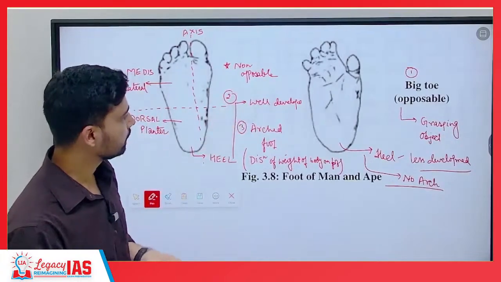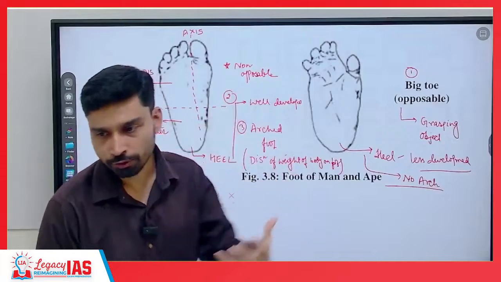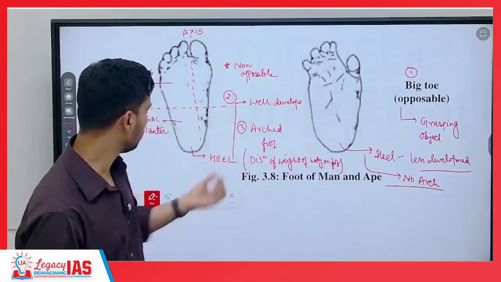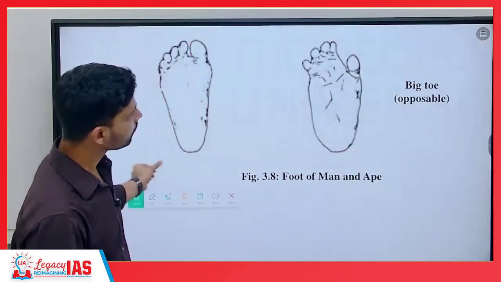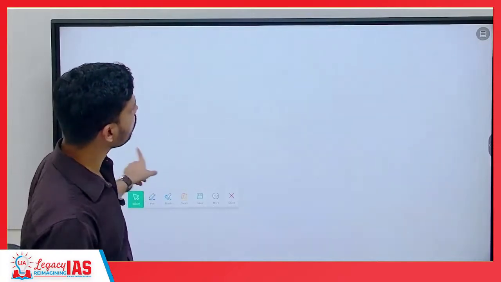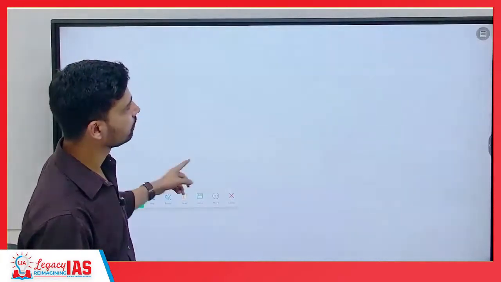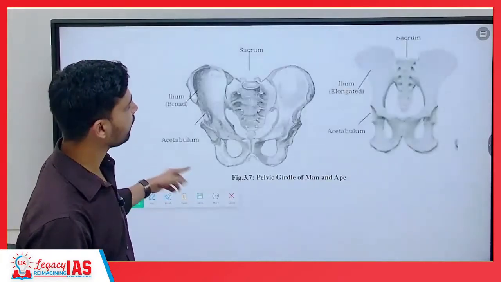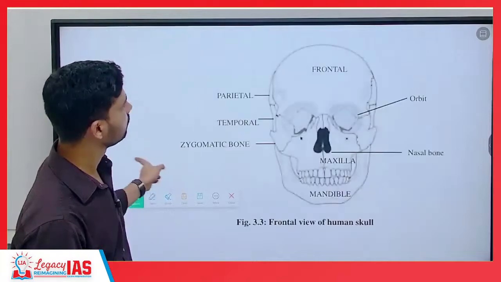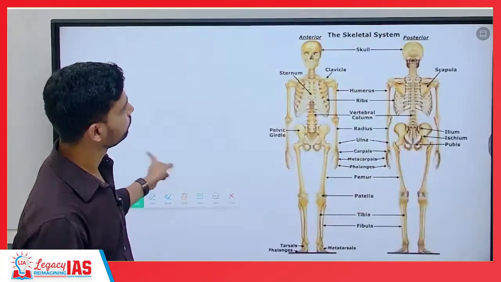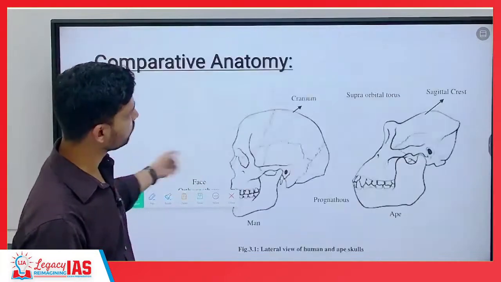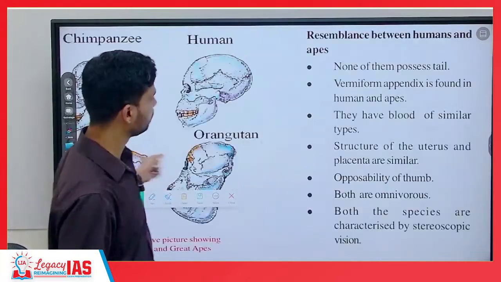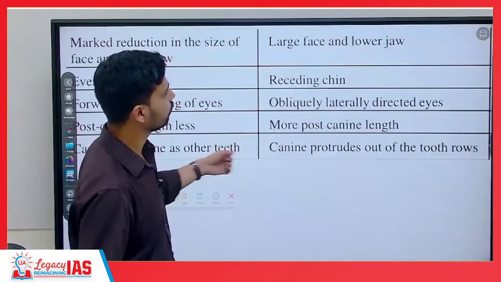A person in the army has to carry a lot of weight, and also has to run and walk. So the arch plays a very important role there. So that is the foot. Next we can talk about the hand of ape and man. Probably the photograph of the hand is not there. Okay, hand of ape and man.